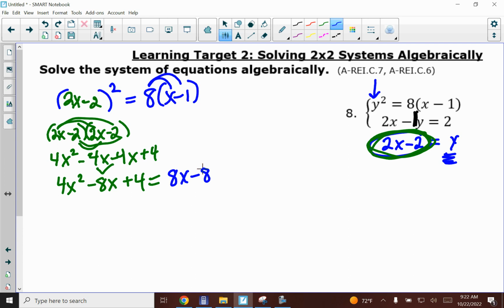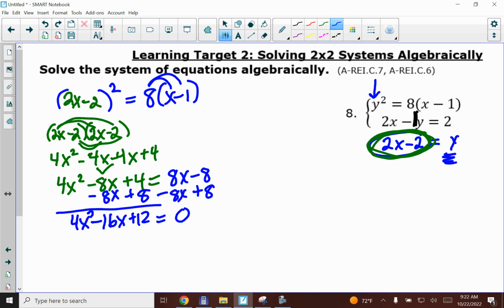And then I need to move everything over to one side. So if I subtract 8x over, I'll end up with a negative 16x in this spot. And I'm going to go ahead and add the 8 over, because the only way you can solve these is if it equals 0. So now this should equal 0. And then I have a plus 12 right here. And then we have the 4x squared out in front.